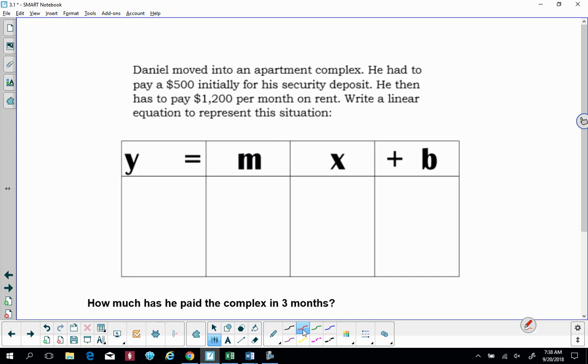So first, $500 initially. What would that be considered? Your B, or your beginning amount, right? So we know that $500, and you can write this out if you want. You can just write the equation out, but we want to break it down because $500 initially is what I'm starting with. So no matter what, I need to pay that money before I move into my apartment complex for his security deposit.